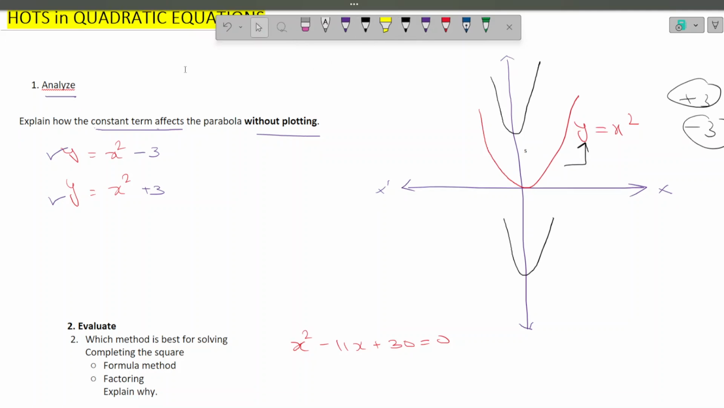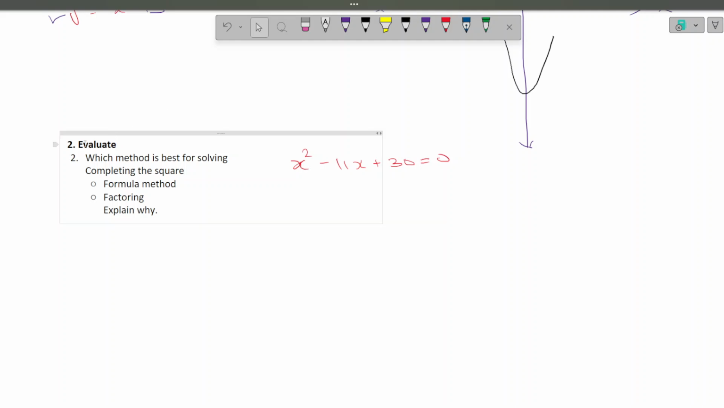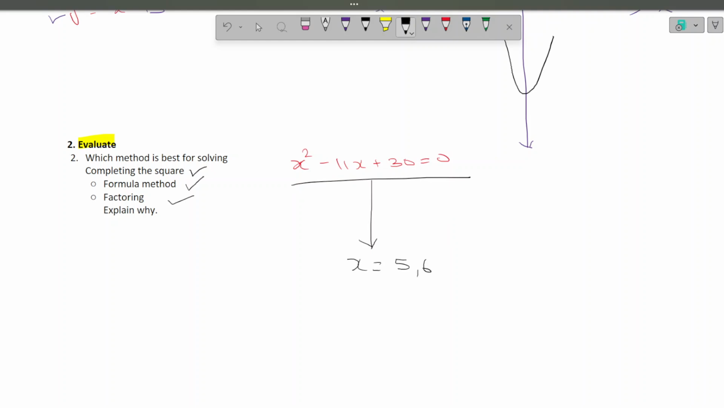Now next, evaluate. Second thing we are going for is evaluate. For example, we are taking this equation x squared minus 11x plus 30 equals 0. It is a quadratic equation. The students are going to solve this problem by using the complete square method, formula method, and factoring method. After solving this, they will come to one conclusion: the roots are 5 and 6.